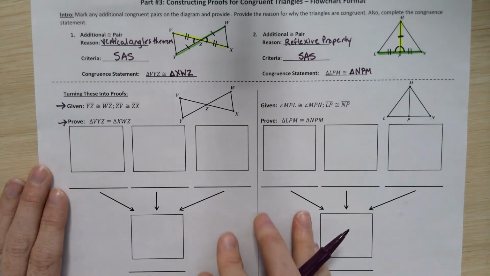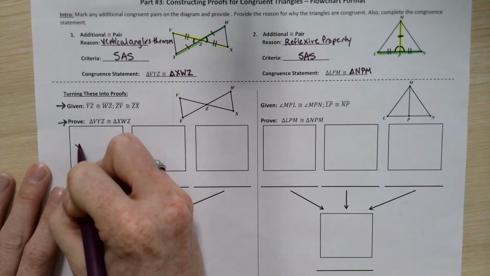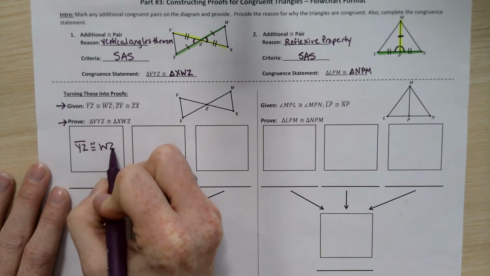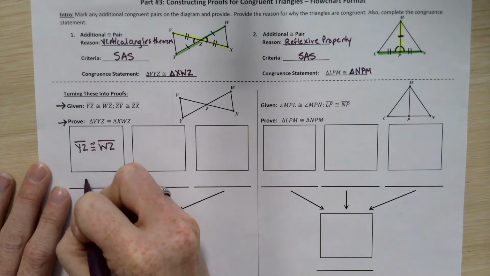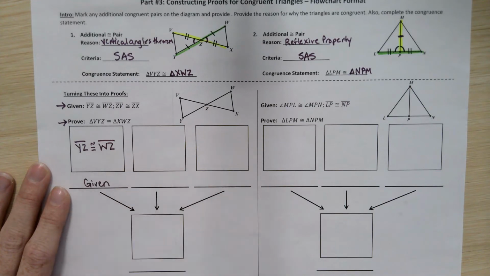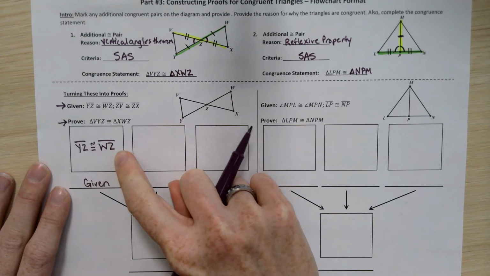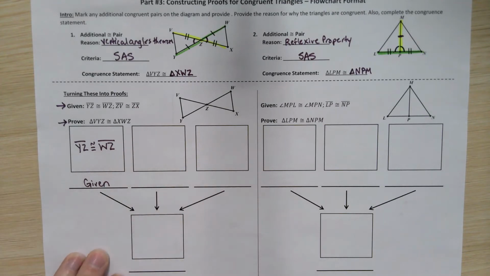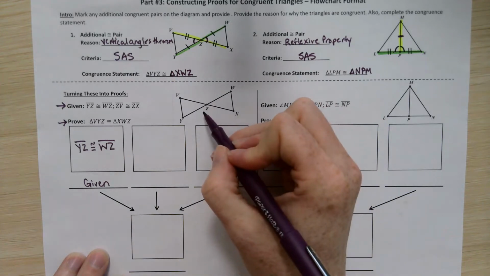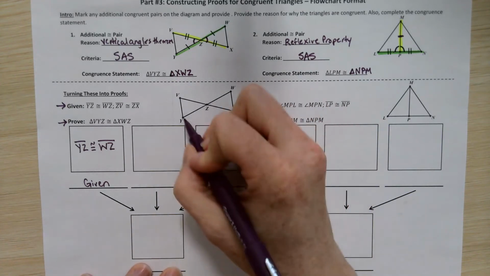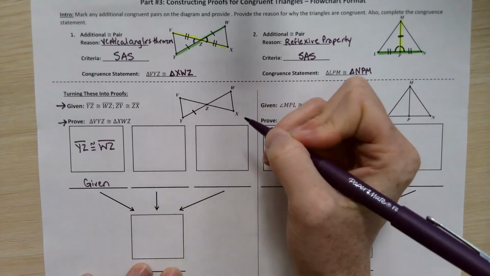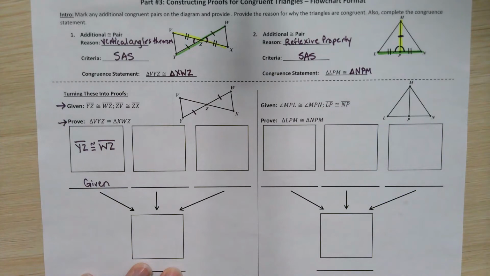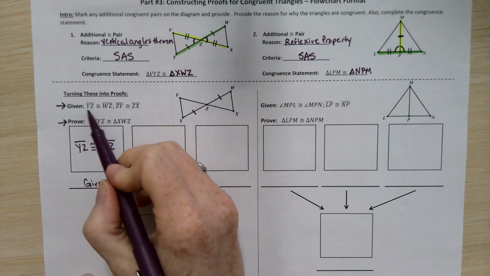So we know automatically that YZ as a segment is congruent to WZ as a segment because it was given to us. So the statement goes in the box, and the reason we know it was given to us goes in the blank. And then at the same time, we want to make sure that we add that information onto the diagram. So YZ is congruent to WZ. Put some matching tick marks on there. That uses our first given.